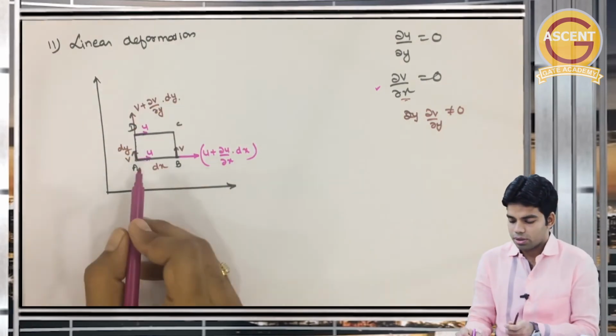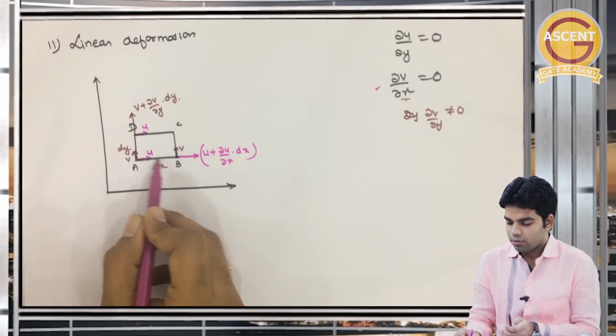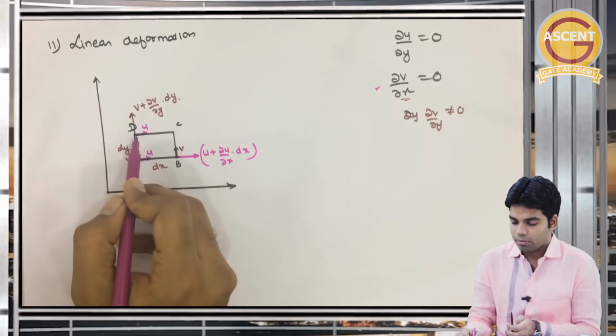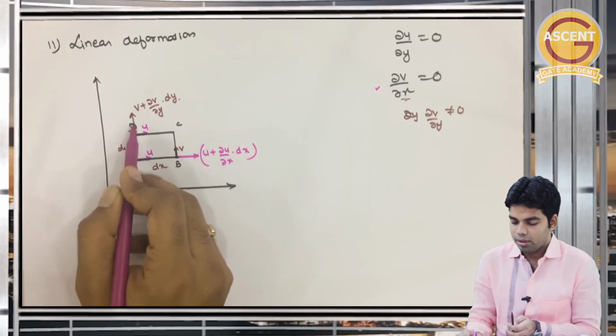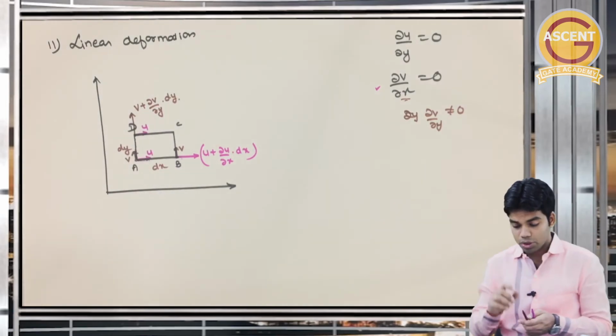Getting this? Here the velocity is u and the y-axis velocity is v. Here the velocity is u plus del u by del x into dx. And at this particular point, at point D, it is v plus del v by del y into dy. Now what will be the final position?